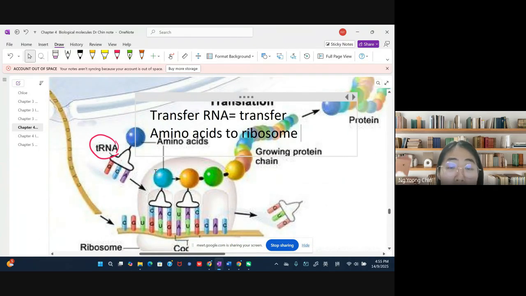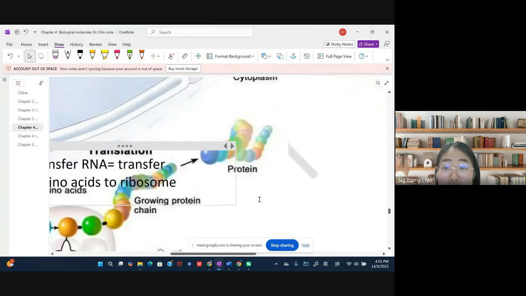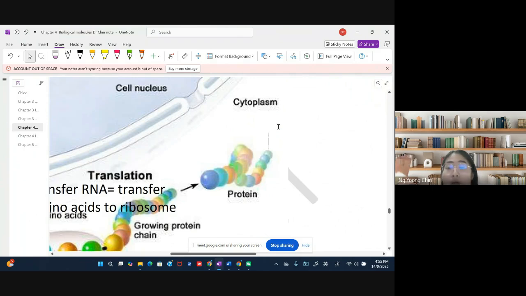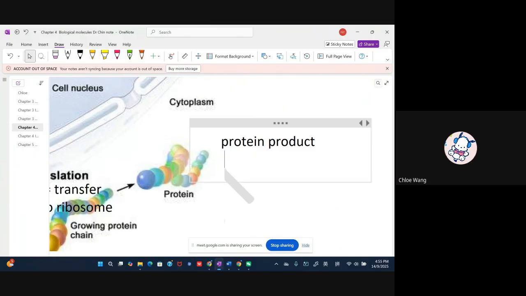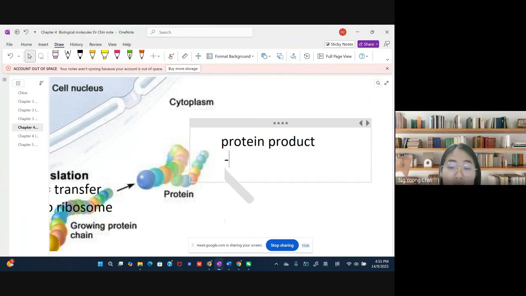Okay, because amino acid is a raw material. It's a raw material to join together to form the polypeptide chain first. After that, they will fold and then they'll become the final protein product. So when I talk about the final protein product, we talk about what kind of product, which is the proteins? Hormones, right? Hormones.